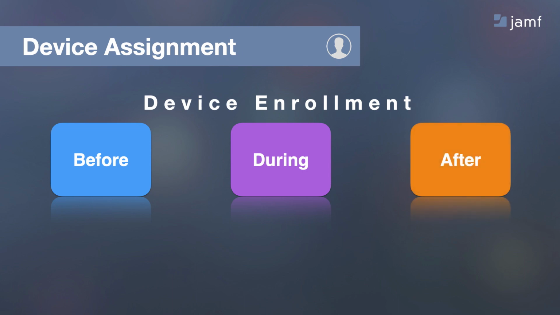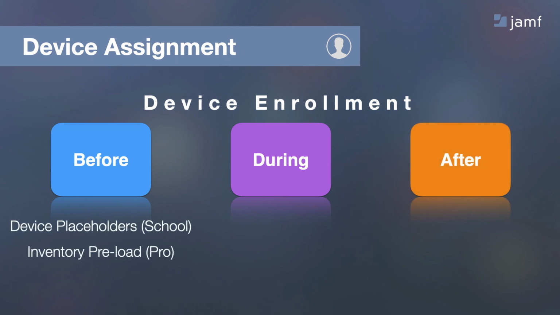So one of the important things is assigning a device to a user. If you're in a one-to-one environment, we really want to know, and Jamf needs to know, but it's helpful to know who has that device. So there's actually three scenarios where we can associate a user to a device: before, during, and after that enrollment of that device.